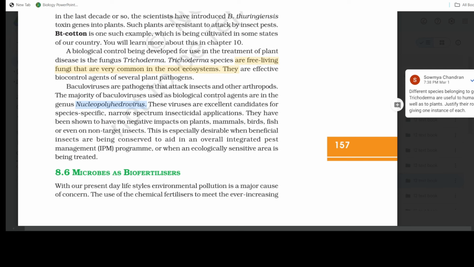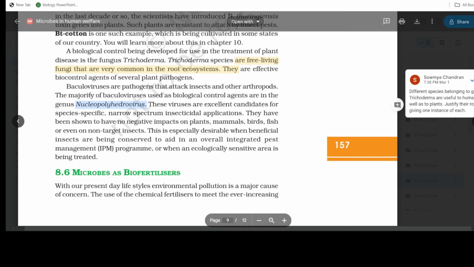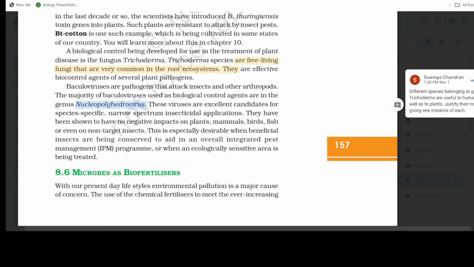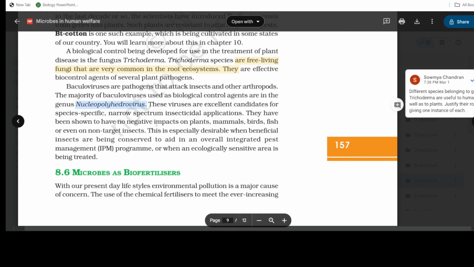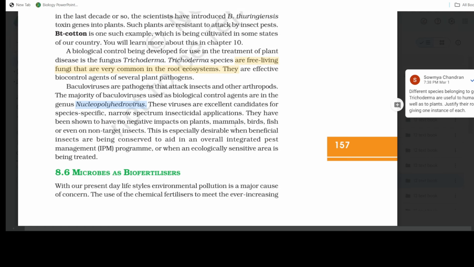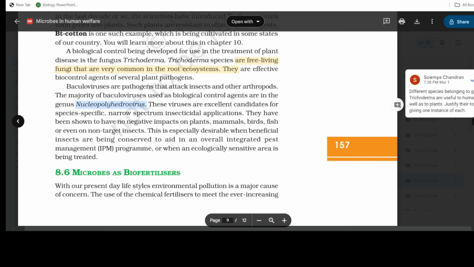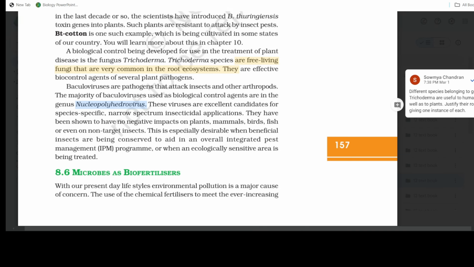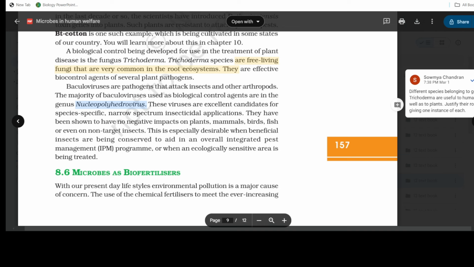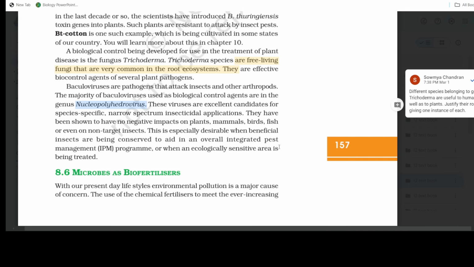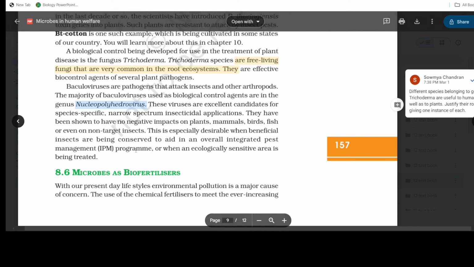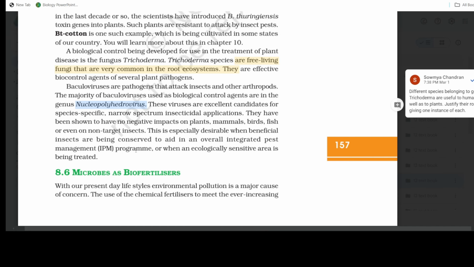that is the beneficial species. There will be some beneficial insects or beneficial arthropods. So these nucleopolyhedroviruses are species specific, so they will be attacking only a particular species. Okay, they have been shown to have no negative impacts on plants, animals, like mammals, birds, fishes, or even on non-target insects. So this is especially desirable when beneficial insects are being conserved to aid in an overall integrated pest management program. We actually know all insects are not the enemies of farmers, because insects are very much essential for pollination. So we can use these polyhedroviruses as a species specific biocontrol agent.